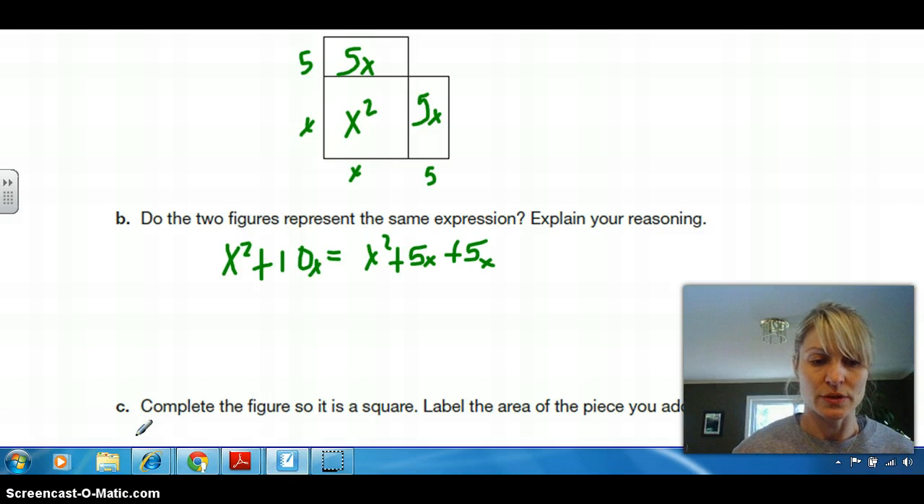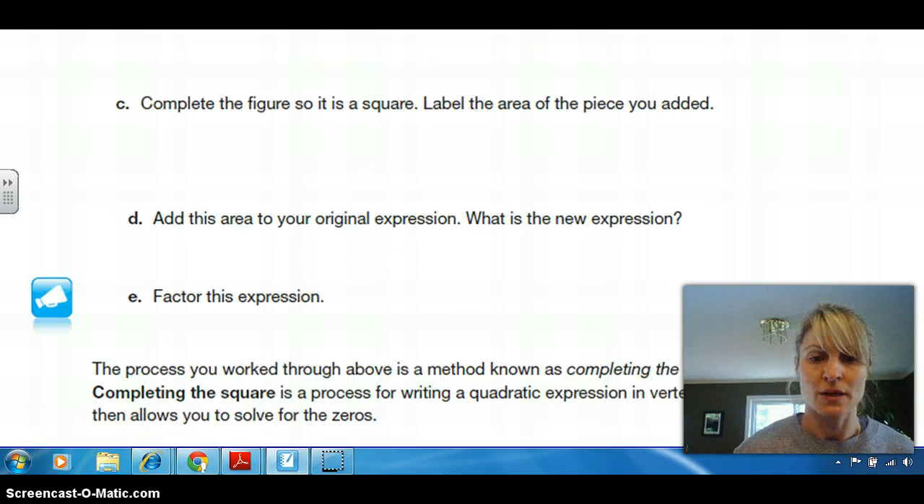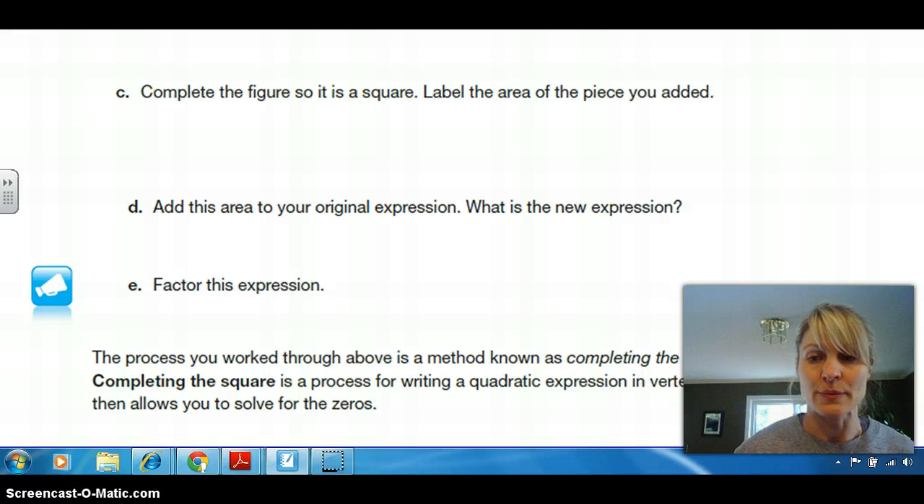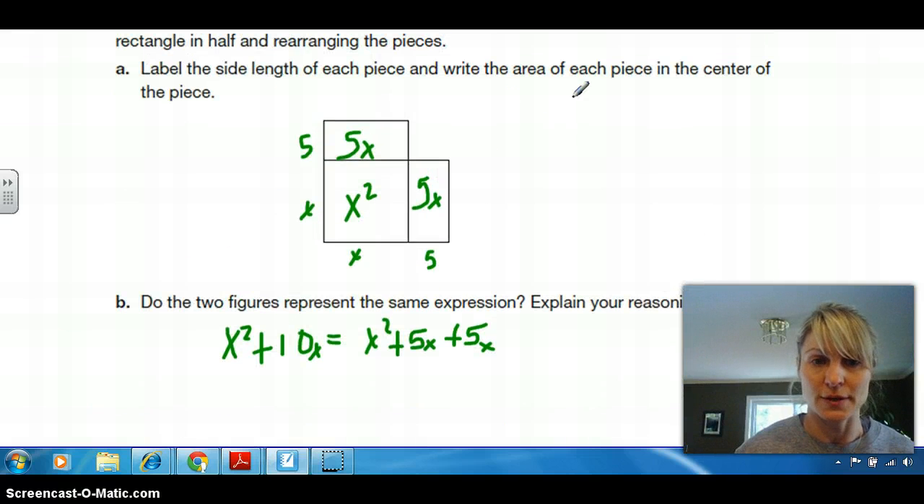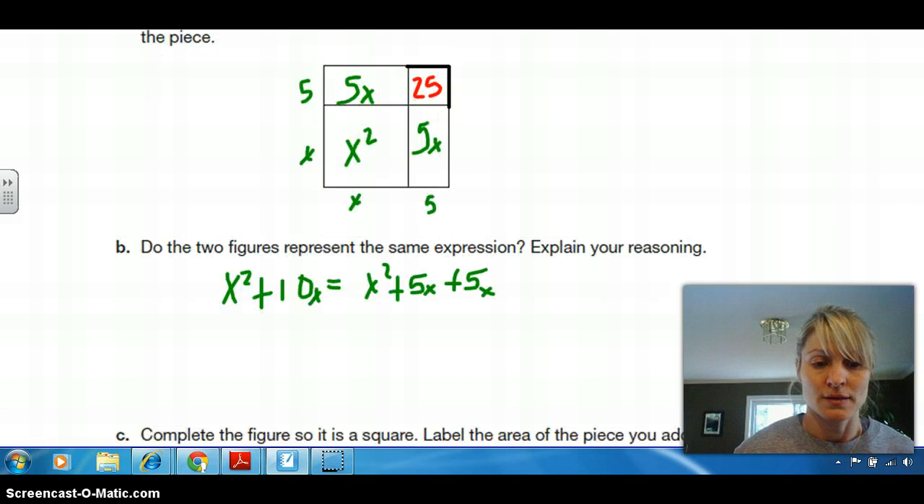So now it says complete the figure so that it is a square and label the area you added. So we're going to look at this figure and we're going to complete it, and that's why this is called completing the square. So I'm going to complete this into a square. So I'm going to add a piece here and a piece here. So now I've completed this figure into a square. So the question is, now what is the area of this little piece here? Well, hopefully you know it's 5 times 5. So this is 25, okay?